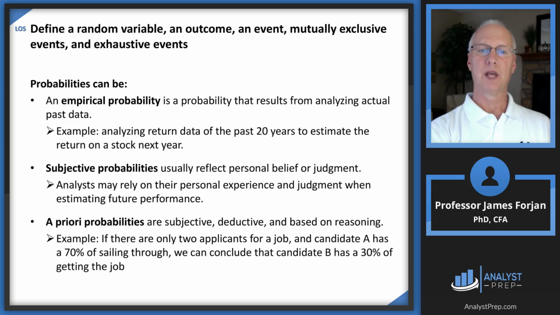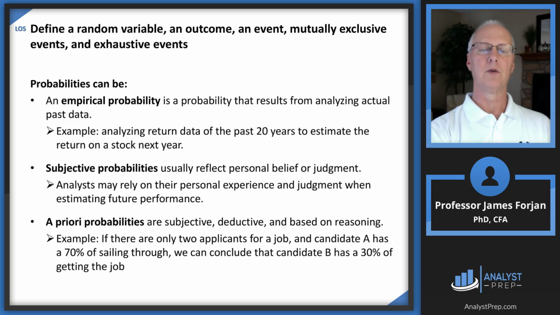Now, probabilities can be empirical, which occurs from analyzing historical data. Subjective probabilities are personal beliefs or judgments, and a priori probabilities are subjective and deductive and kind of based on common sense, maybe some form of reasoning. And so an empirical probability example could be we look at a mutual fund for the last 20 years and we try to predict what's going to occur during the course of this year.